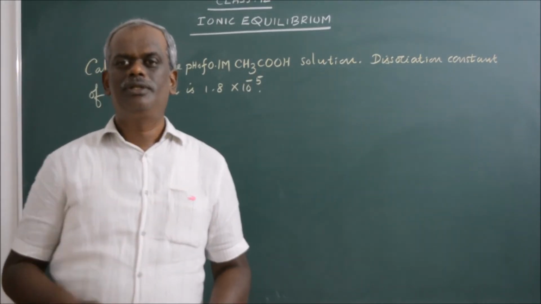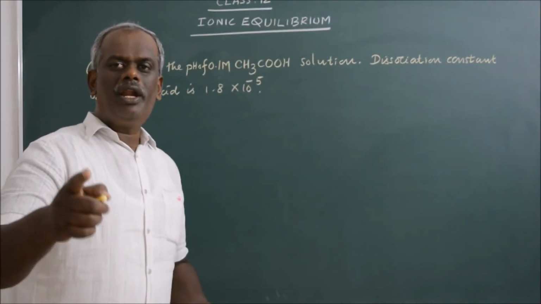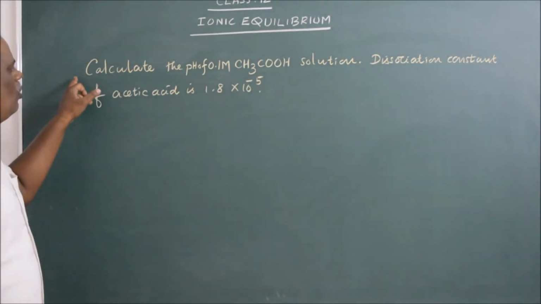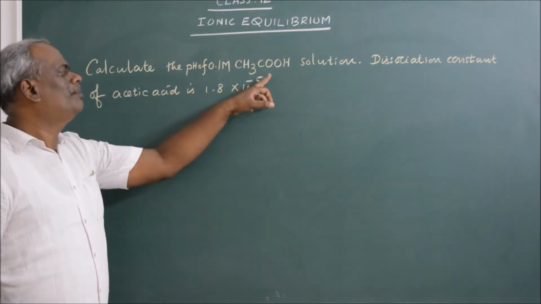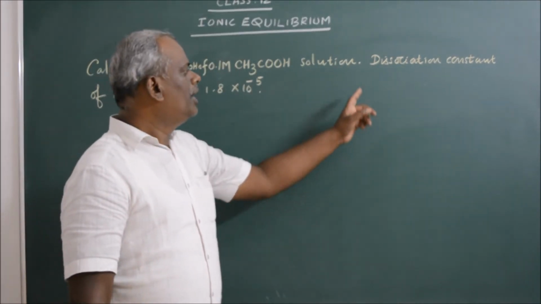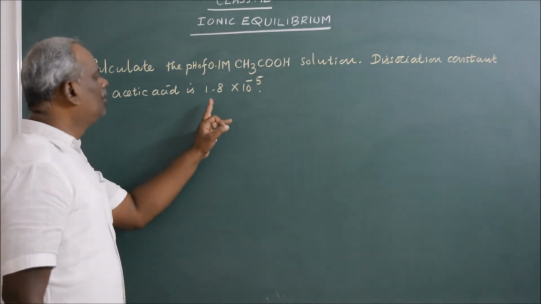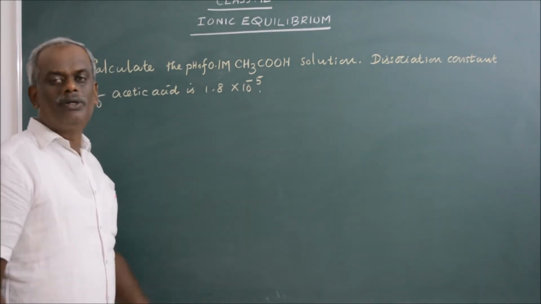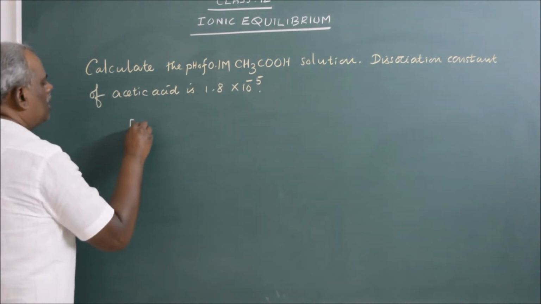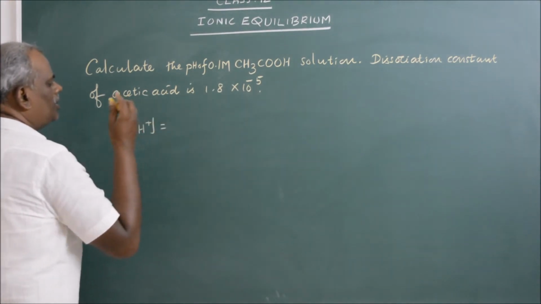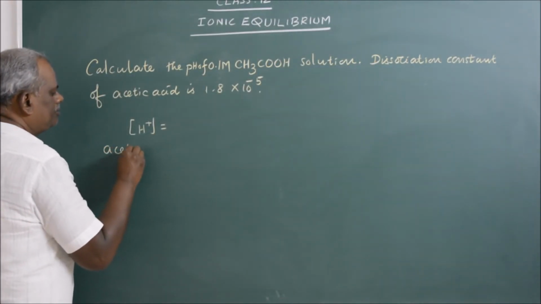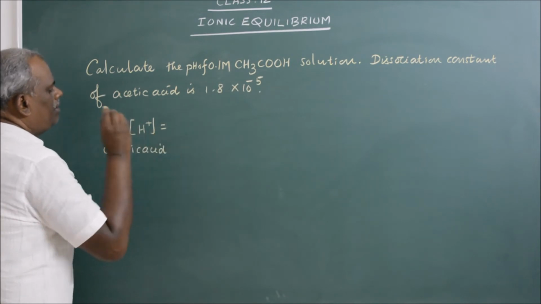And hello students, you just see, you are given an example to calculate the pH of a weaker acid. Calculate the pH of 0.1 M CH3COOH solution, acetic acid solution. The dissociation constant is provided to you. It is given as 1.8 into 10 power minus 5. So how to calculate the hydrogen ion concentration? We know that the hydrogen ion concentration of a weaker acid, namely the acetic acid, can be done as follows.